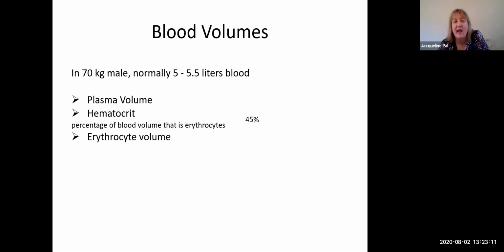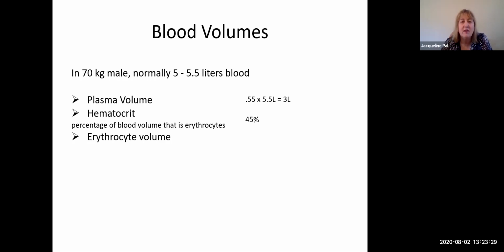So what would the actual plasma volume be? Go ahead and calculate it out. 55% of 5.5 liters. Pause this and calculate it out. Okay, that's right around 3 liters.